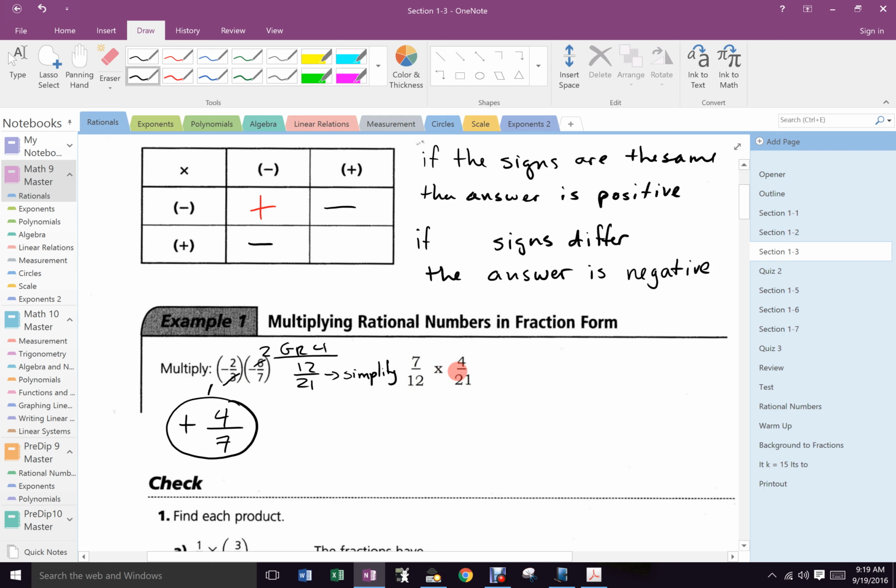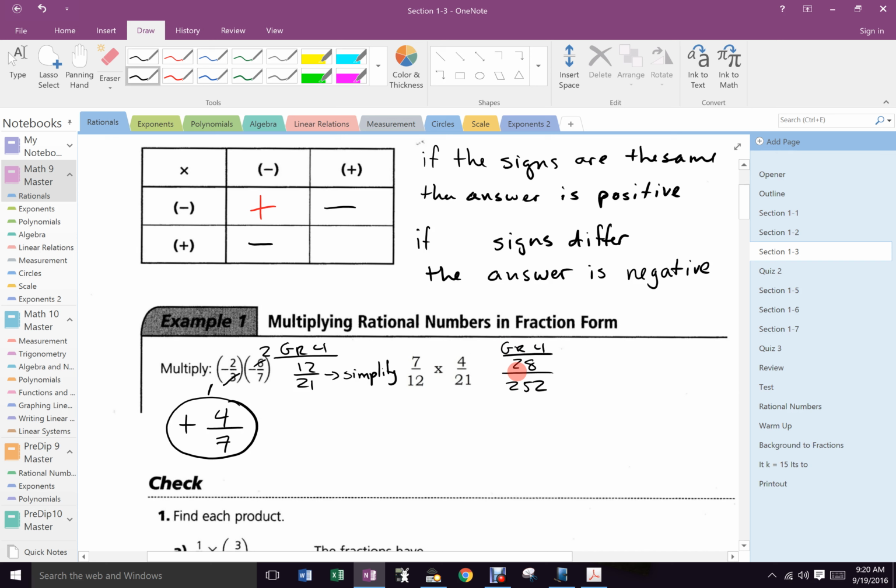This one. Are the signs the same? So the answer is automatically positive, right? If this was grade 4, what would we do? We'd go straight across and get 7 times 4, which is 28, and 12 times 21, which is 252. Who wants to simplify that?